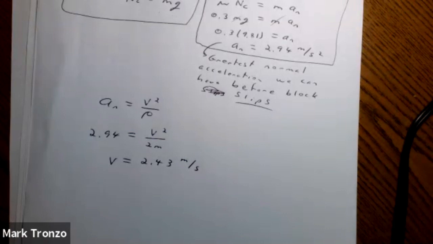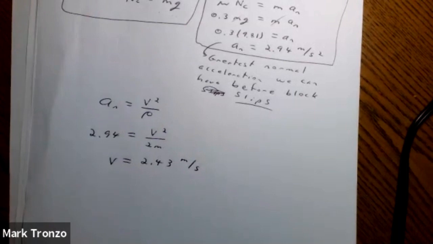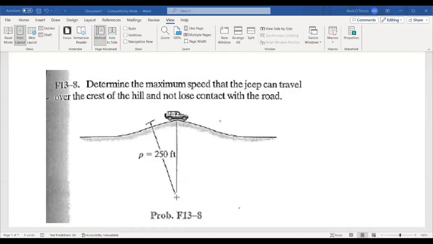Any questions on that? Any questions at all? Pretty straightforward problem, but it's pretty useful because this has a lot of ideas in it. And so let's look at F13-8. Now we're going to take a look at this problem, F13-8. Determine the maximum speed that the Jeep can travel over the crest of the hill and not lose contact with the road. Notice rho is given as 250 feet.